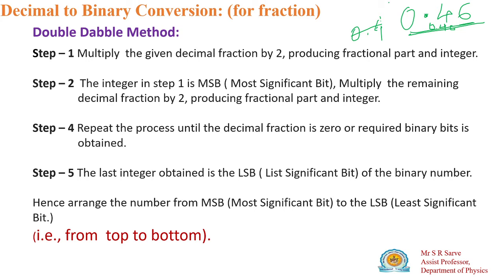So if we have to convert such fraction numbers into a binary number, then the process is different. Okay, different means there is multiplication. So what we have to do is multiply the given decimal fraction.